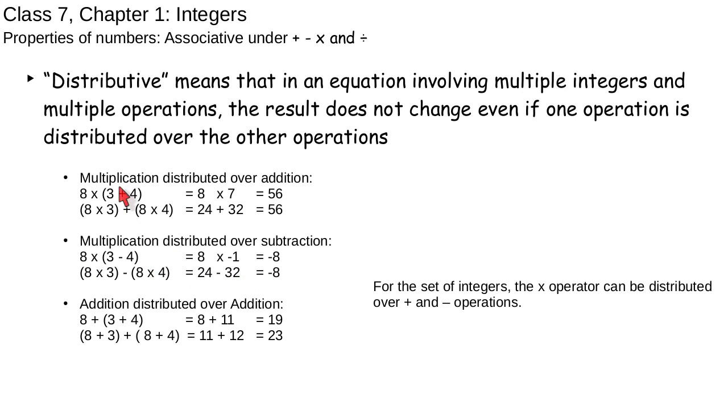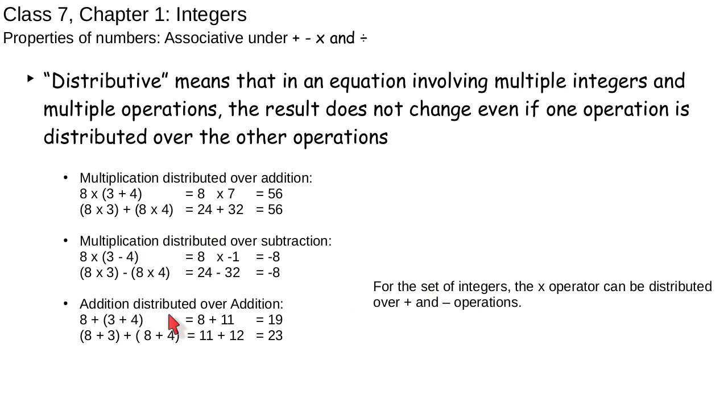So you can see when you take multiplication and distribute that over addition, or take multiplication and distribute that over subtraction, the result remains the same. Therefore, for the set of integers, the multiplication operator can be distributed over addition and subtraction.